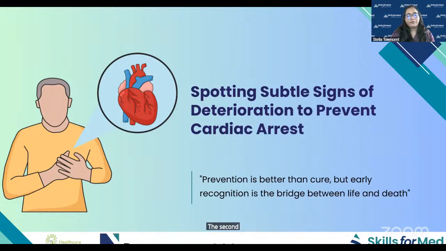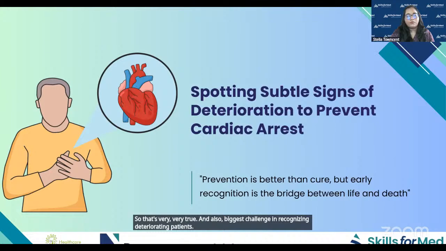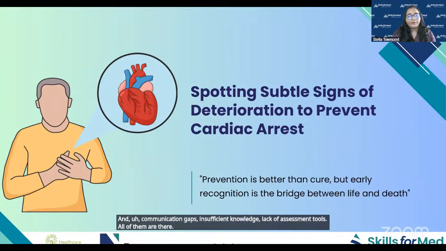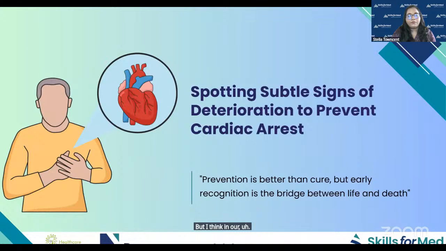The second question is, how often do you encounter patients showing early sepsis? Majority have said daily. In an acute hospital, that happens almost on a daily basis, so that's very true. And what's the biggest challenge in recognizing deteriorating patients? Here we have put very day-to-day barriers. The majority have said it's heavy workload, which is very true. And communication gaps, insufficient knowledge, lack of assessment tools. All of them are there. But I think in our context, the workload is what really makes it very challenging.